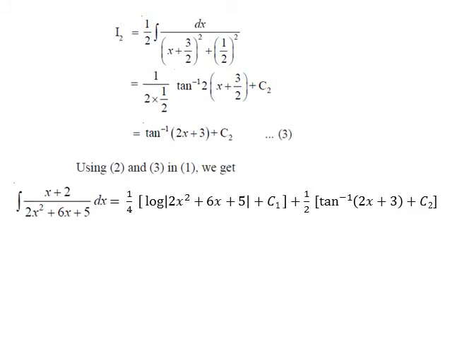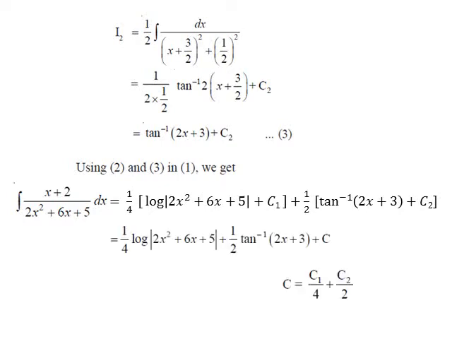We get integral of given function equals to 1 by 4 multiply log mod 2x square plus 6x plus 5 plus c1 plus 1 by 2 multiply tangent inverse 2x plus 3 plus c2, which is equals to 1 by 4 log mod 2x square plus 6x plus 5 plus 1 by 2 tangent inverse 2x plus 3 plus constant c. We denote c1 by 4 plus c2 by 2 with c.